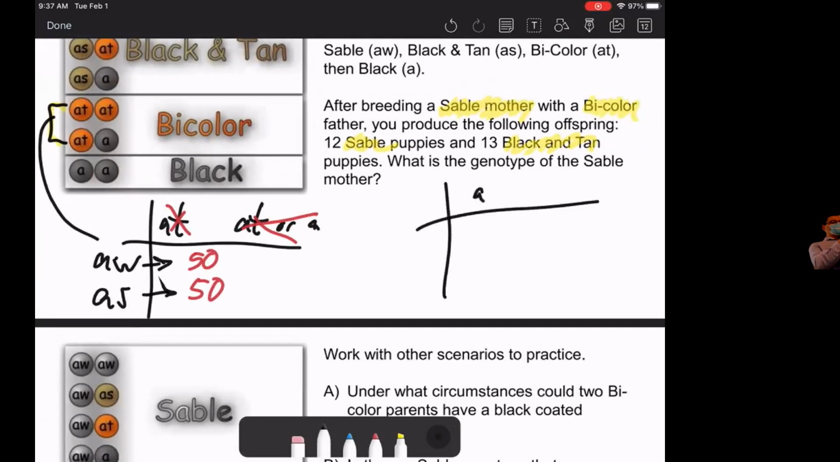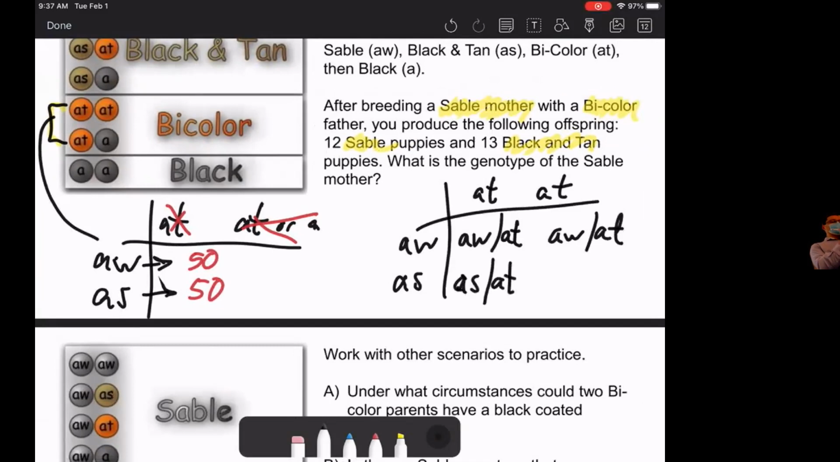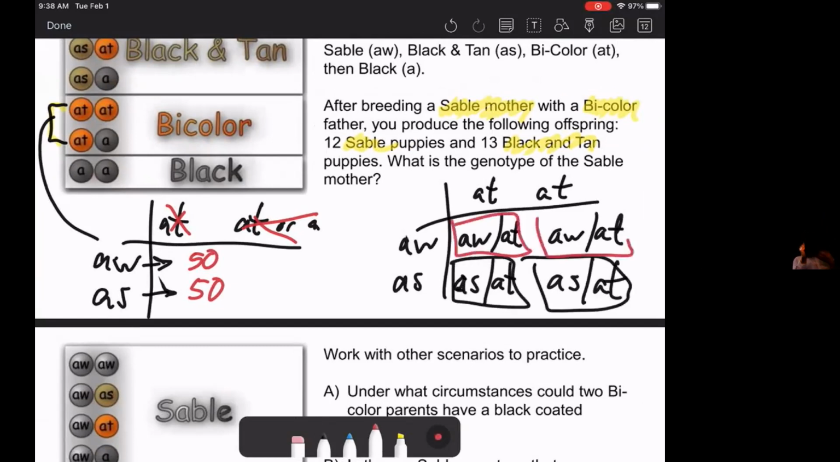So assuming the father was a bicolor, it would look something like this. And I like to use slashes in this case and keep kind of the order of dominance as I go through here. And that can typically help sometimes. So black and tan, sable, sable, 2 out of 4, 2 out of 4, 50-50. So not too bad, just changing the rules of the game that we already know though, which is good.